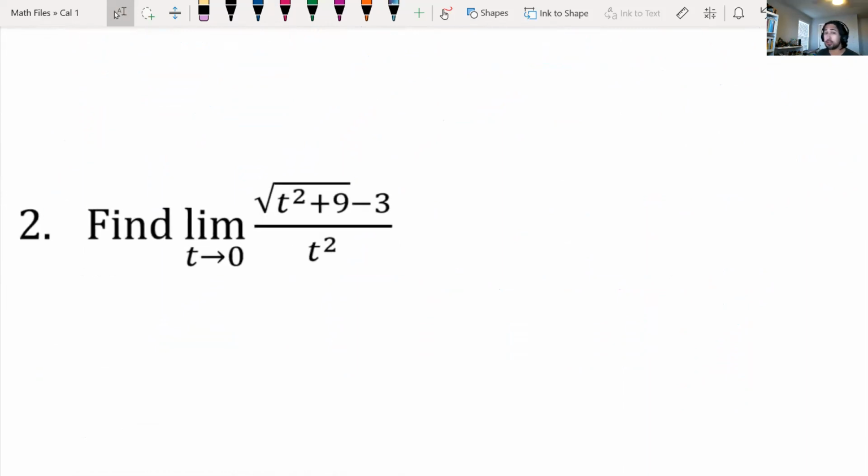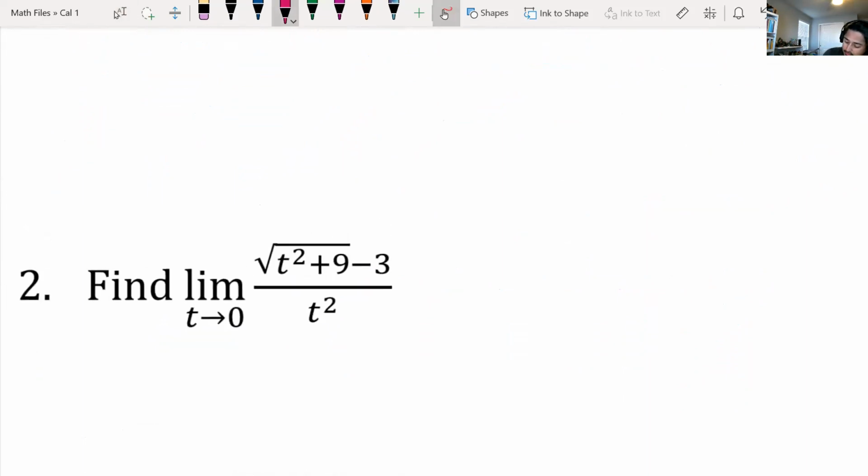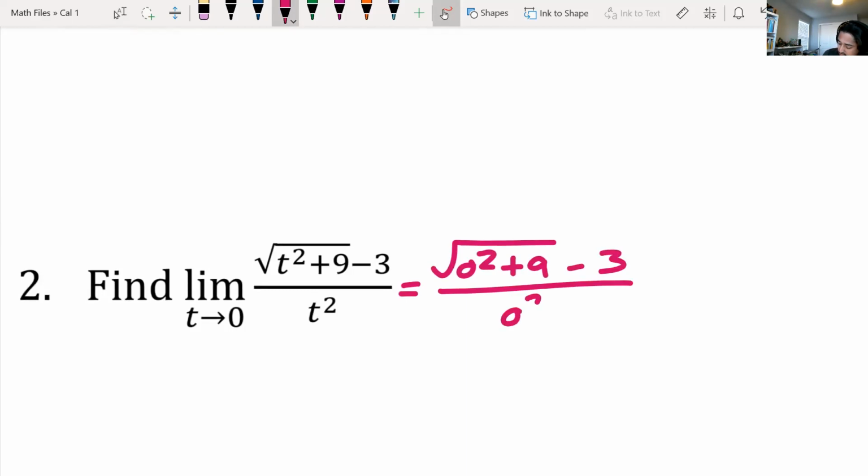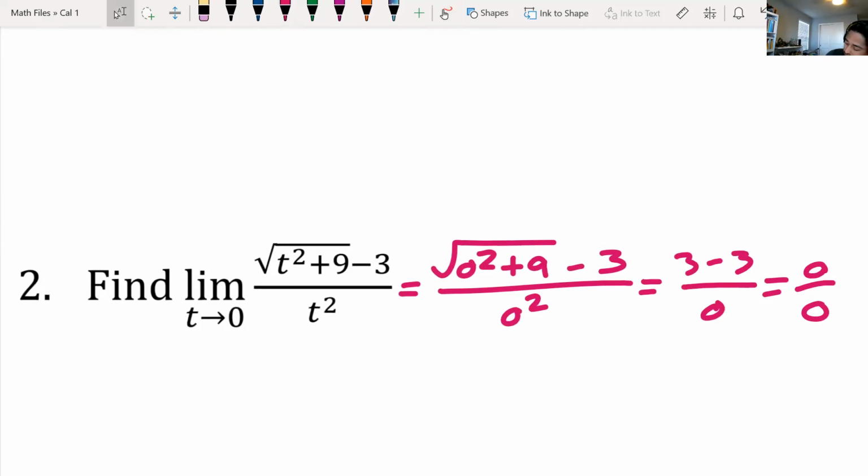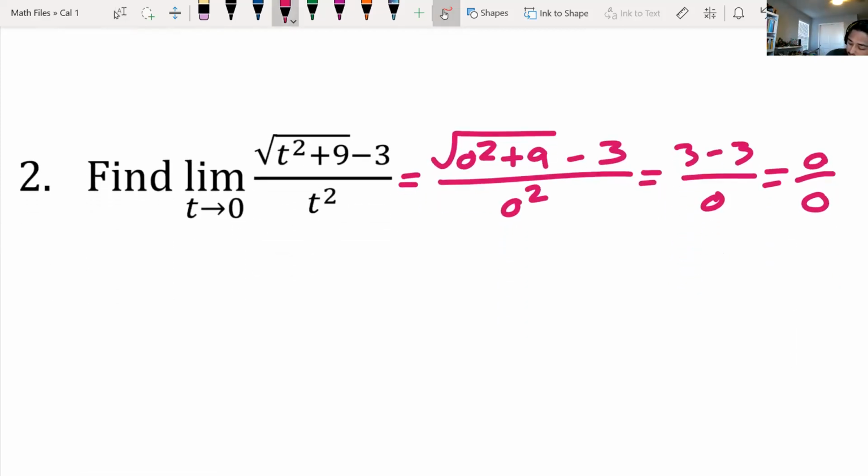Let's go ahead and use the original method of plugging the number in first. But if we do that, what's going to happen? It's indeterminate. Indeterminate again, right? Because then you'll get 3 minus 3 over 0, 0 over 0, which means we have to go back and fix it. Okay, I'll write it over.